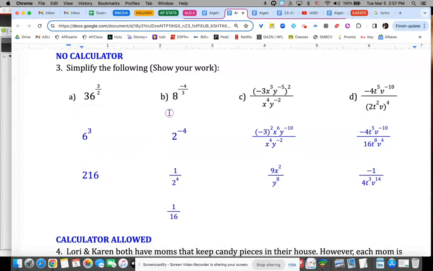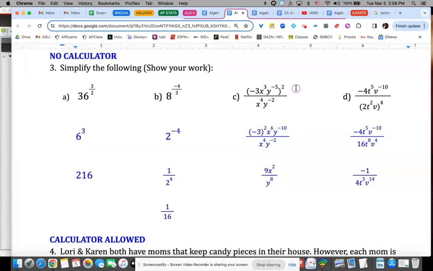Next problem, same thing. I can do the cube root of 8 first, and then try to do the negative 4 power after that. The cube root of 8 is 2. 2 times 2 times 2 is 8, right? So that's 2. Then I have a negative 4 power. The negative flips it over, makes it a fraction. And then 2 to the 4th power is 16. 2 times 2 times 2 times 2. So you end up with 1/16.